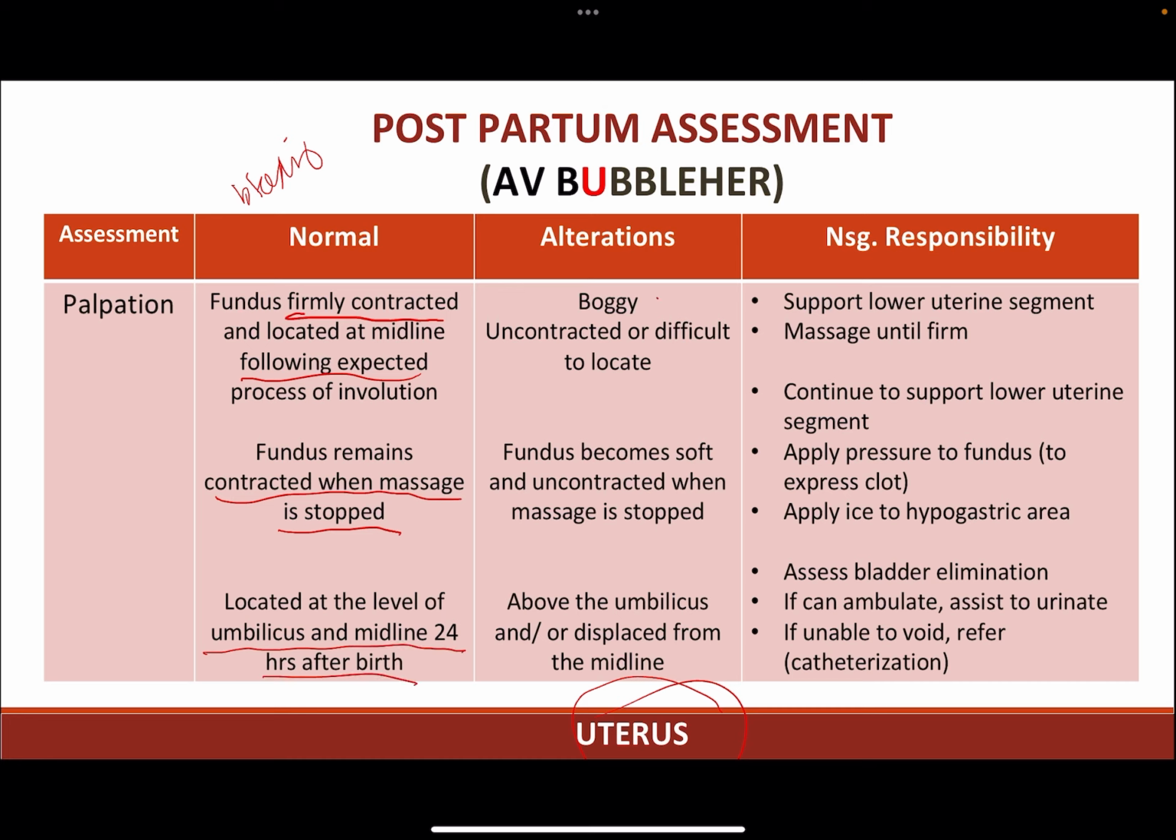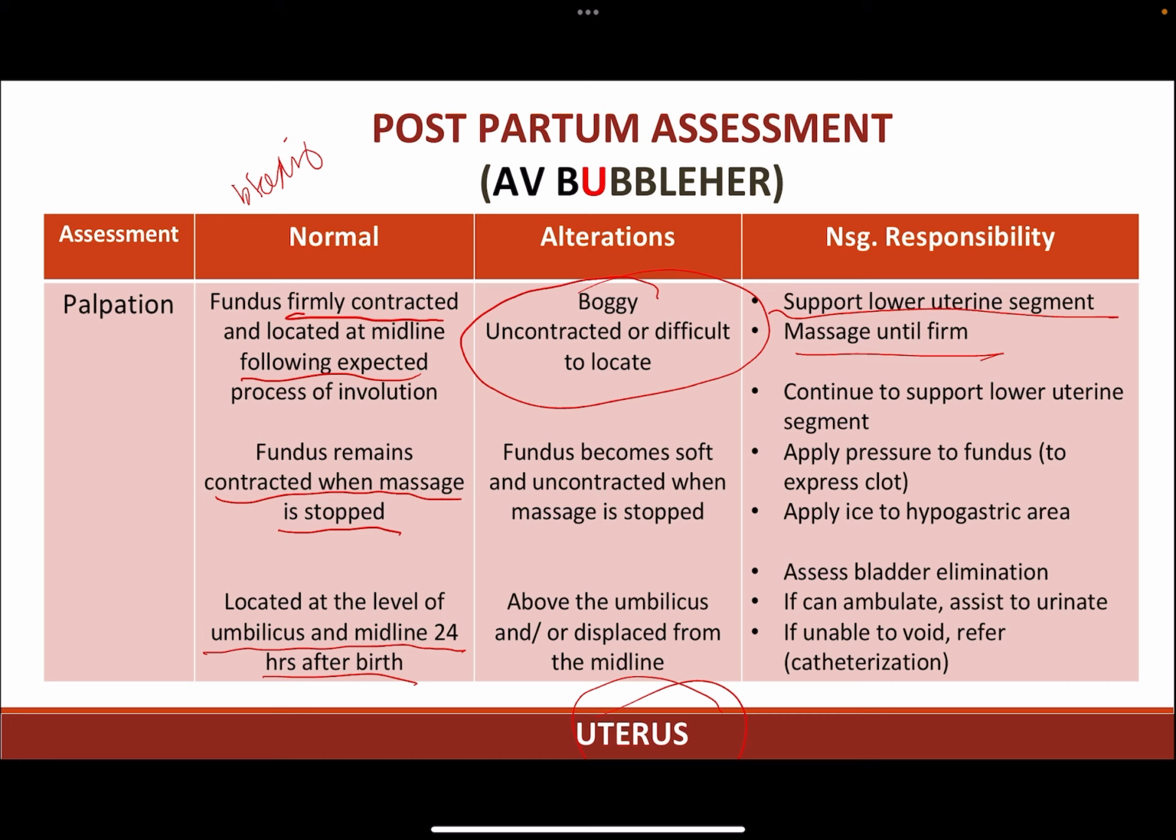In alteration, it is boggy or uncontracted or difficult to locate. The fundus becomes smooth, soft, and uncontracted when massage is stopped, or it is above the umbilicus or displaced from the midline. In nursing responsibility, support the lower uterine segment and massage until firm. So you may massage the fundus so that the uterus will be contracted.